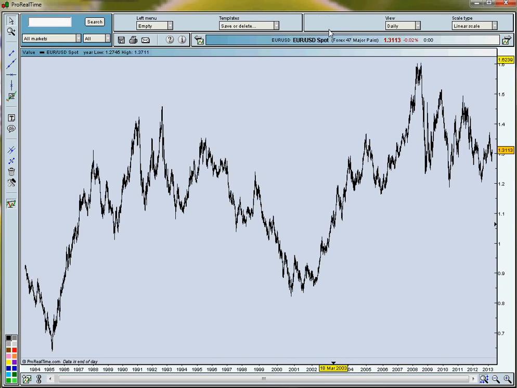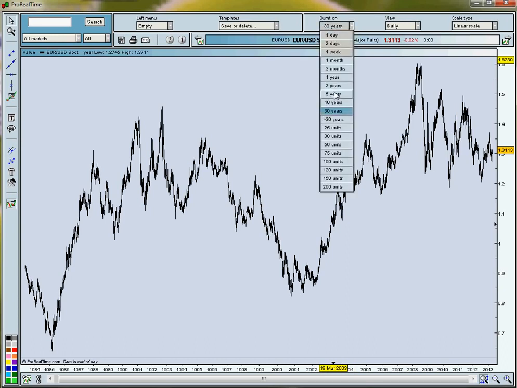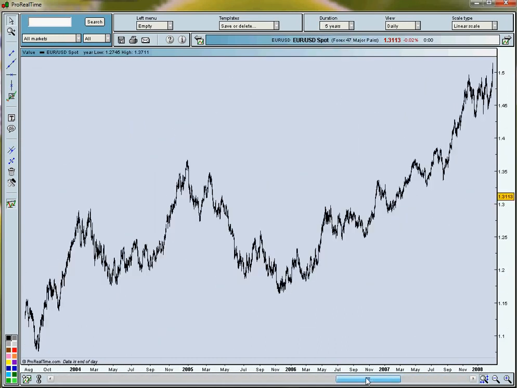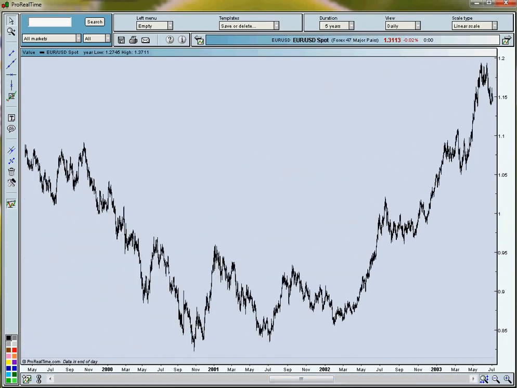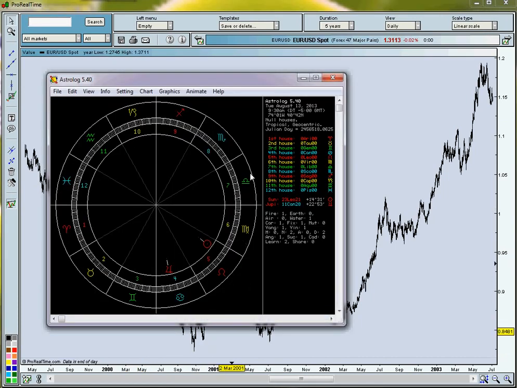Let's go ahead and go down from 30 years down to 5 years. Go back to 2001 right here. Look a little more closely at it. Now let's bring Astrolog up again and go back to 12 years before that, when Jupiter was in opposition to the natal sun.